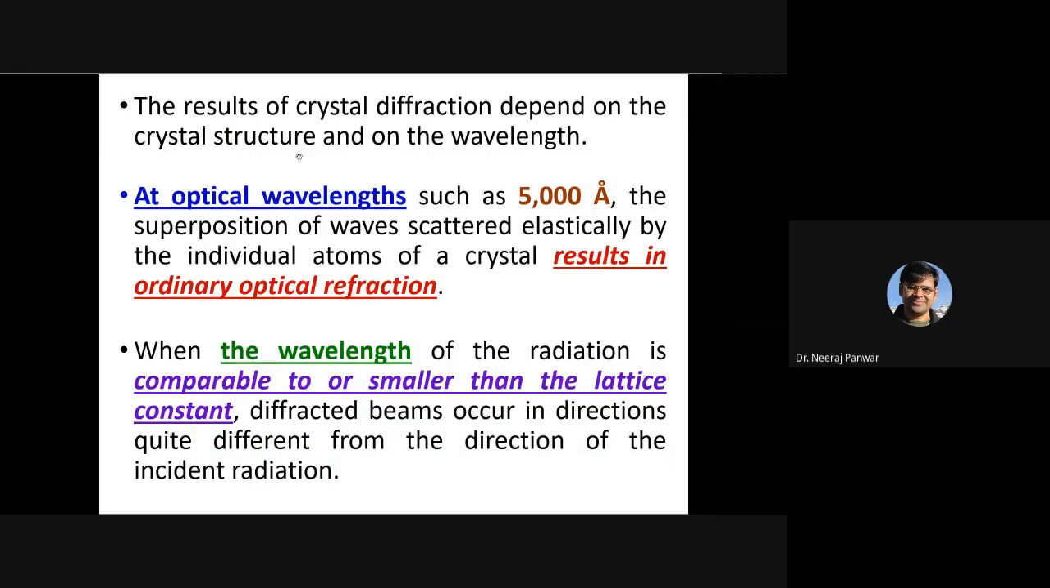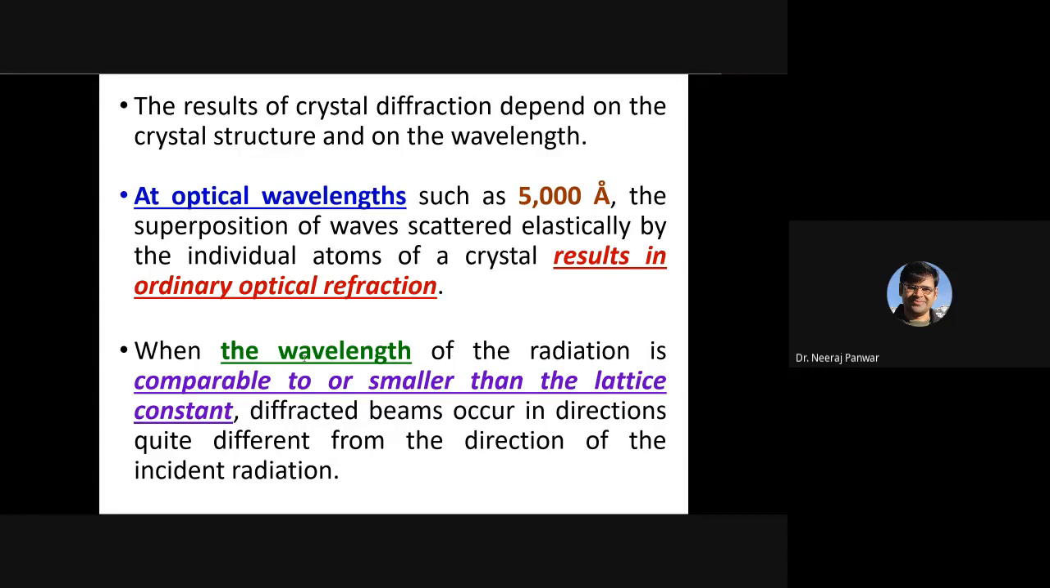The results of crystal diffraction depend upon the crystal structure and the wavelength of the incident radiation. Suppose we are going to use visible radiation, with wavelengths that lie in the visible range. Suppose we choose 5,000 angstrom, then we cannot observe any diffraction pattern. It will just result in ordinary optical refraction from the solid.